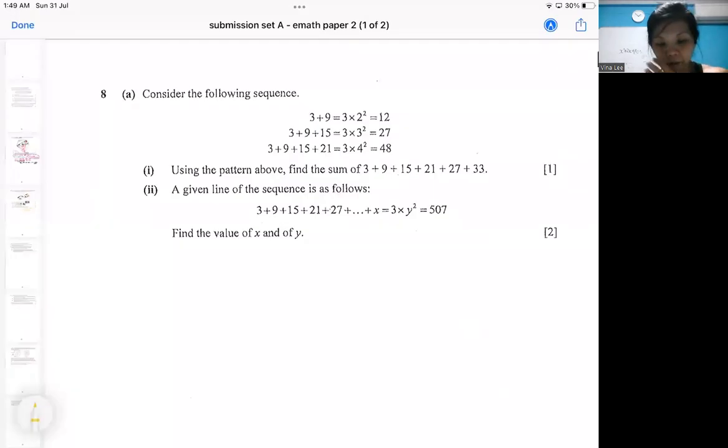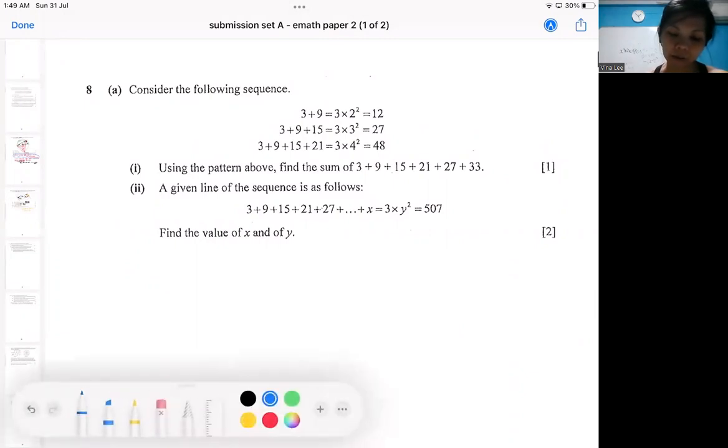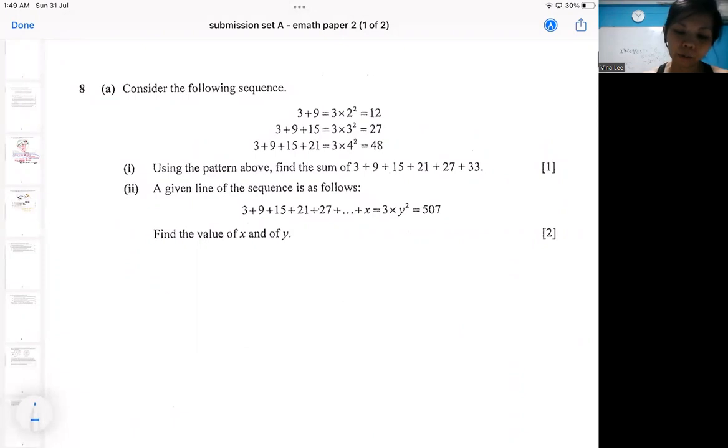Okay, question 8 is a pure question on number pattern, and sometimes I know it can be quite difficult. So other than common difference, sometimes there are more than that. I think this question illustrates the kind that is more than just a common difference. If you look at the pattern, we are adding numbers, and the pattern kind of lies with the 2, 3, 4 here.